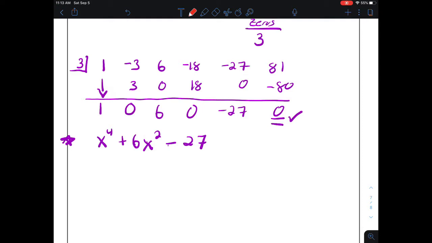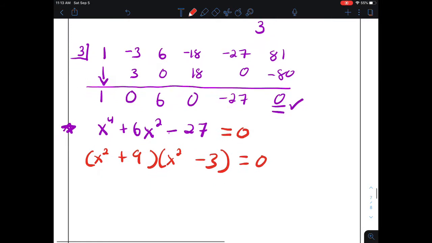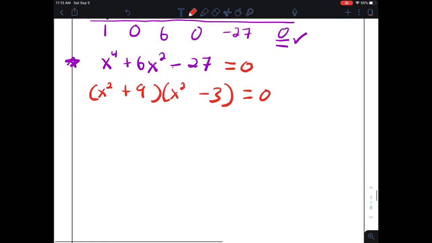And so I need to know, where does this equal 0? Through the process of factoring, I'd have x squared times something with another x squared is equal to 0. Make negative 27, add up to 6: plus 9, minus 3. And so here we have our 2 problems to solve. So we'd have x squared plus 9 is equal to 0, and x squared minus 3 is equal to 0. And then we solve for x both times.